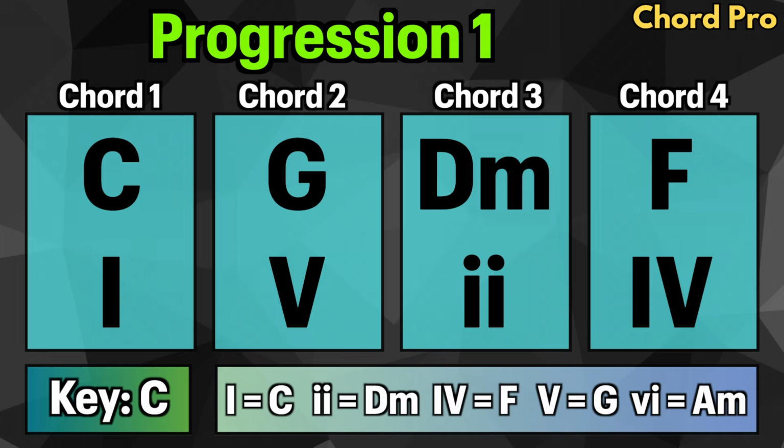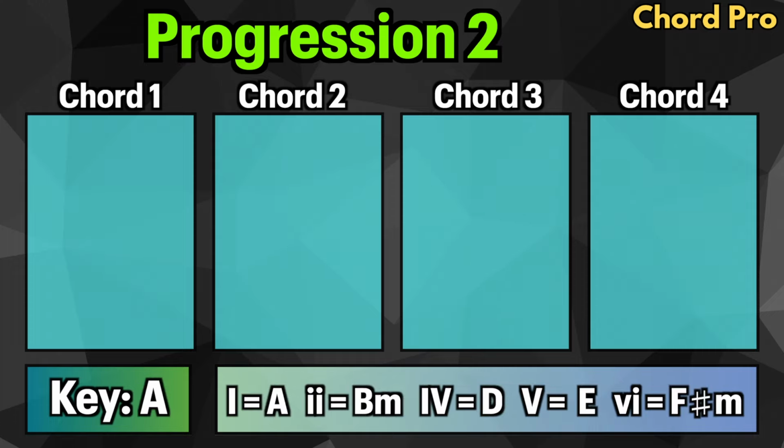The chords were 1, 5, 2, 4, or C, G, D minor, F. Progression 2, in the key of A.